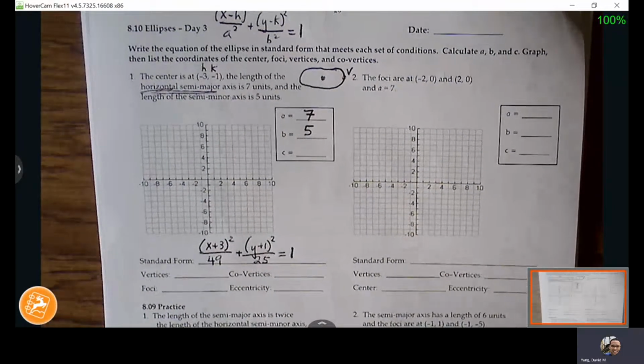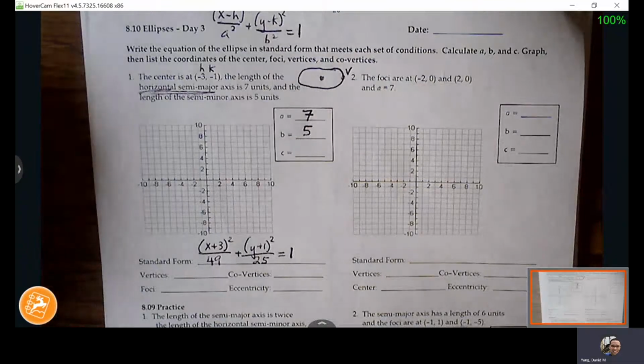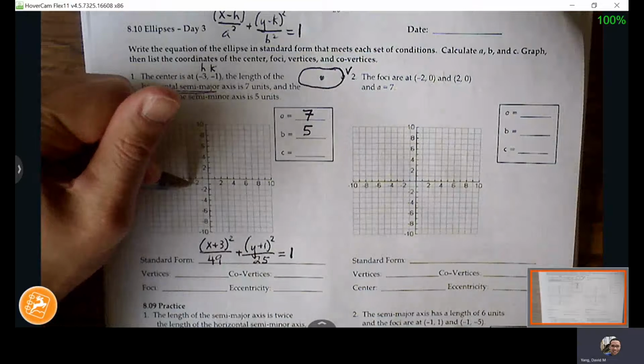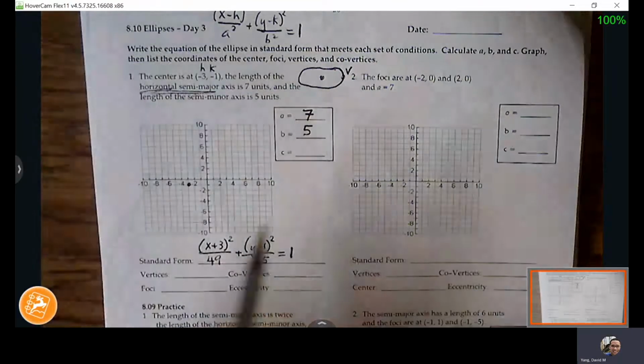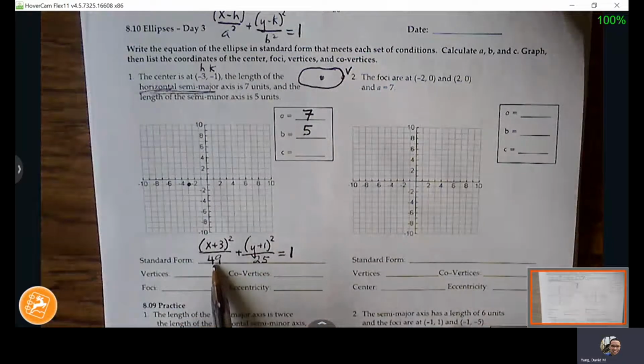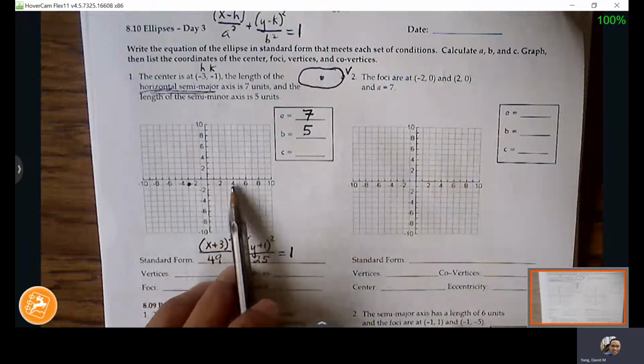Okay, so now it just feels like the previous problem in the past, just gathering all the information. Horizontal major axis, we see the 49 is under the X. We're going to go A value to get to our vertex. We're going to go left and right 7 units.